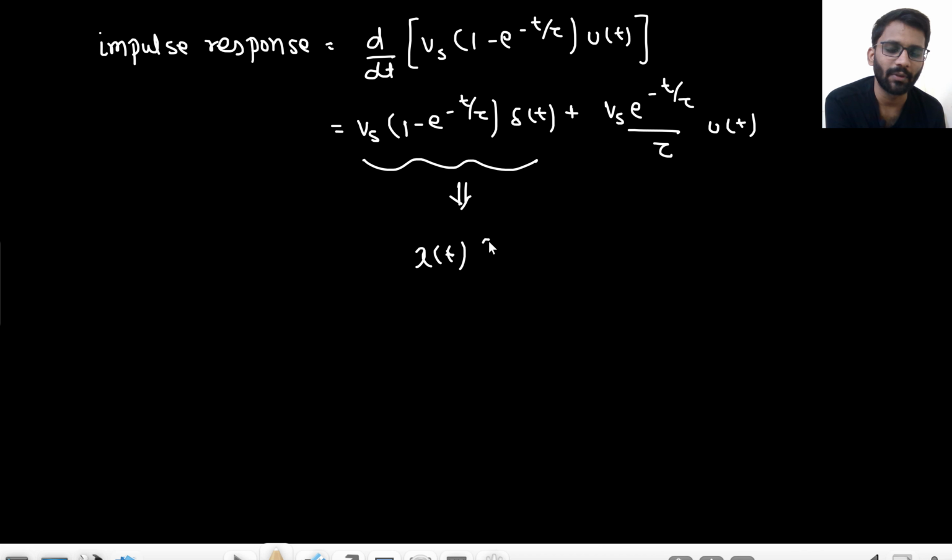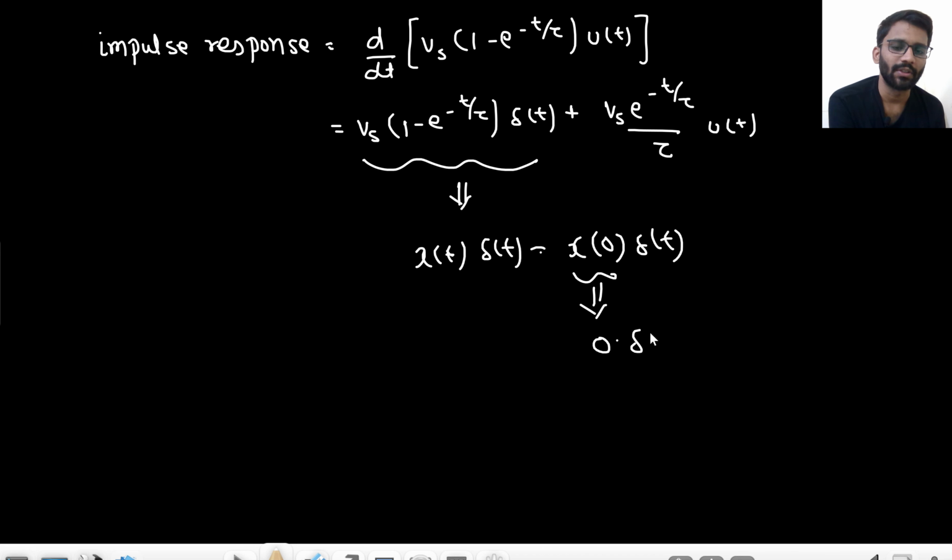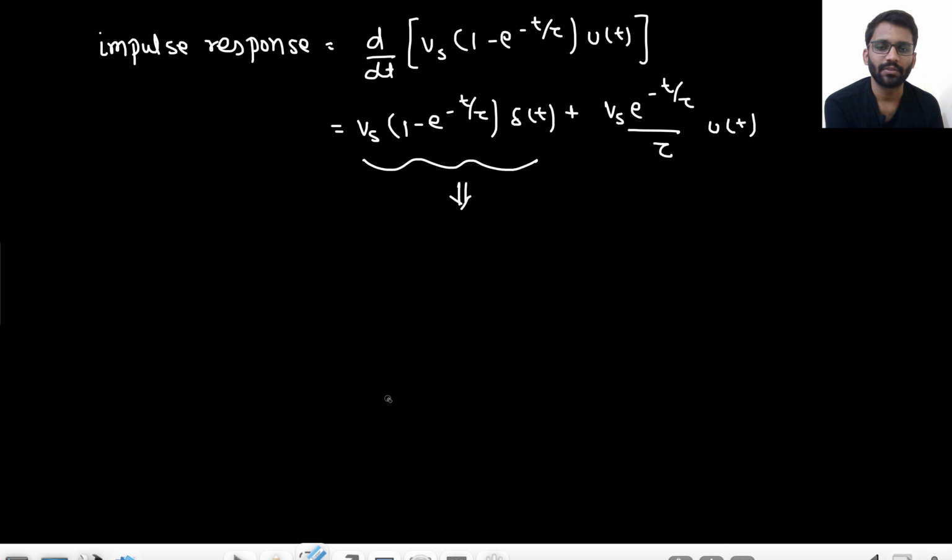x(t) into delta(t), what is x(t) into delta(t)? That is x(0) delta(t), right? If you put 0 in this equation, this will become 0 only. So 0 into delta will be 0 only. So this is what is happening here. So your final response is Vs by tau. Tau is RC. So Vs by RC e to the power minus t upon tau u(t), right? So this will be your final impulse response.